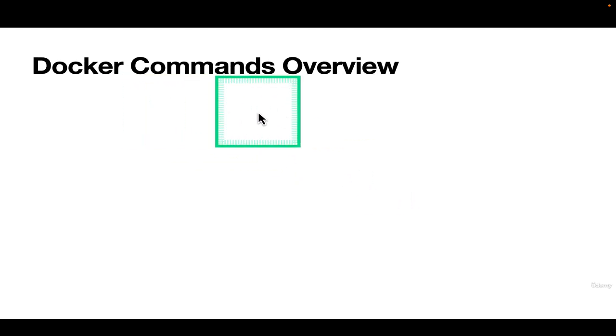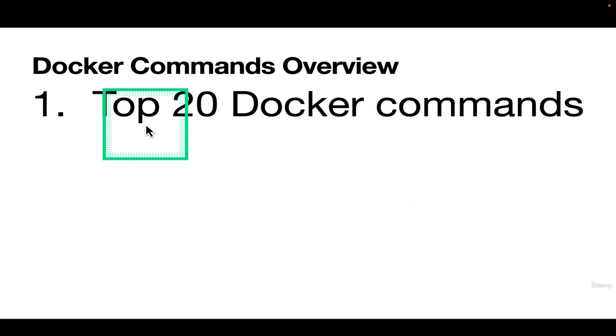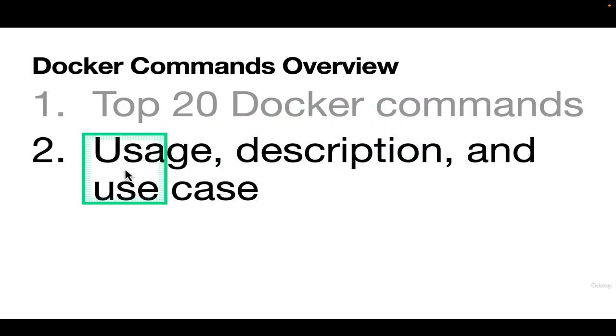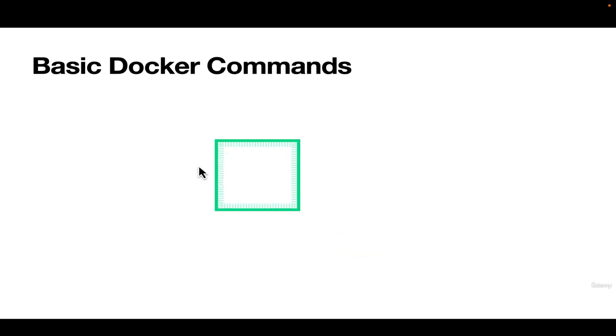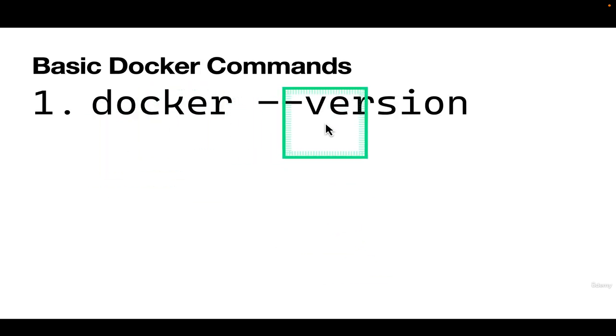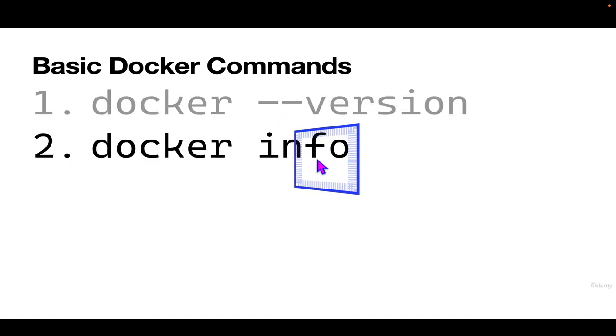So now we'll go through some Docker commands. I will list the top 20 Docker commands, their usage, description, and use cases, and they are essential for managing Docker. First is docker version, which displays the installed Docker version and is useful for checking if Docker is installed and verifying the version. docker info provides system-wide information about the Docker installation and host system, including the number of containers, images, and other related data.